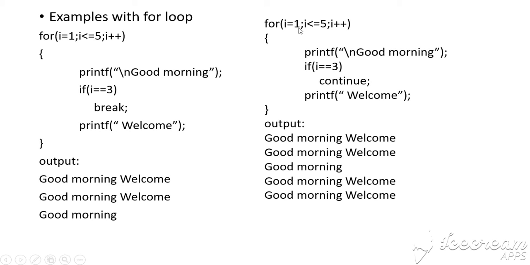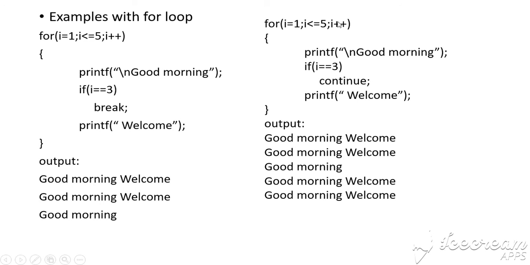When I is equal to 1 and 2, as in the case of the previous statement, good morning and welcome will be printed. And when the value of I is equal to 3, good morning will be printed and the rest of the statements will be skipped. But in the case of a for loop, as the iteration statement is written in the beginning of the loop itself, here I gets incremented. I becomes 4. 4 less than or equal to 5, the condition is true. So good morning will be printed. The condition will be evaluated as 4 equal to 3. No, the condition is not true. So welcome will be printed.